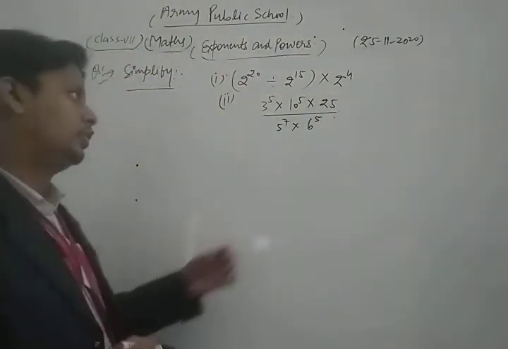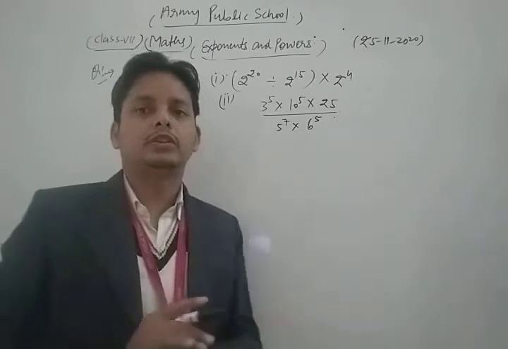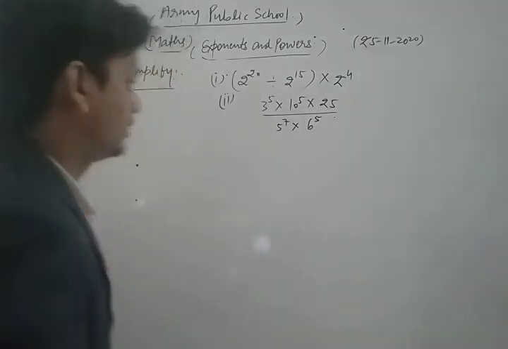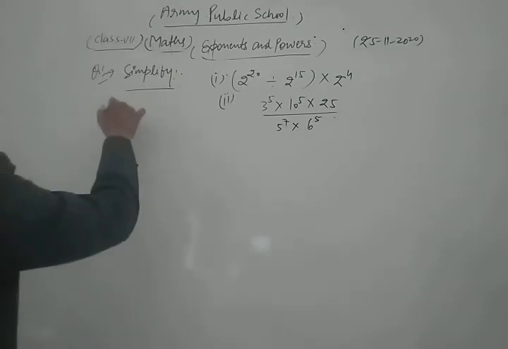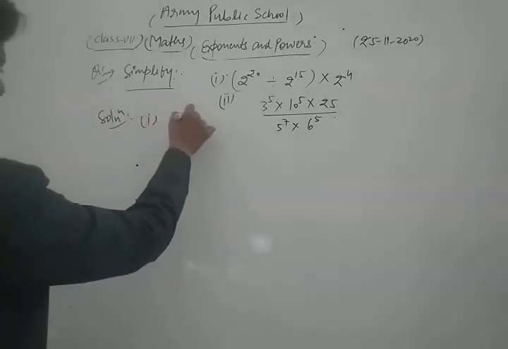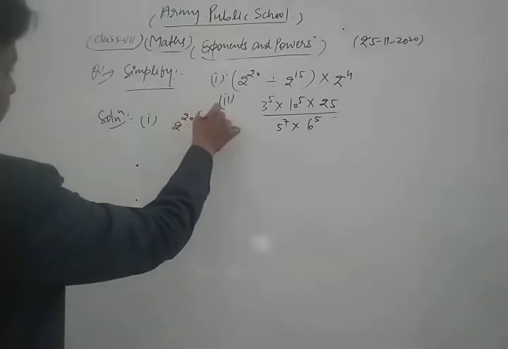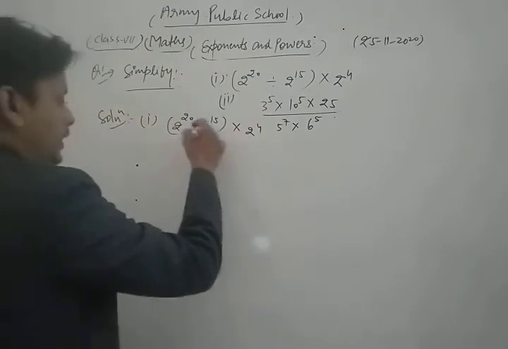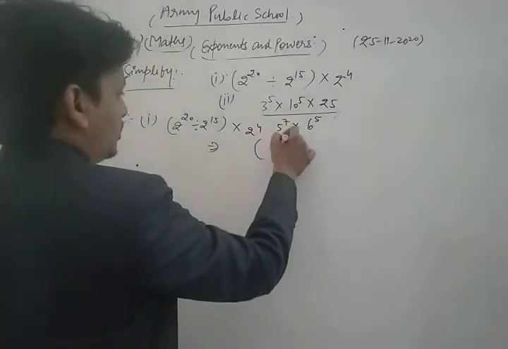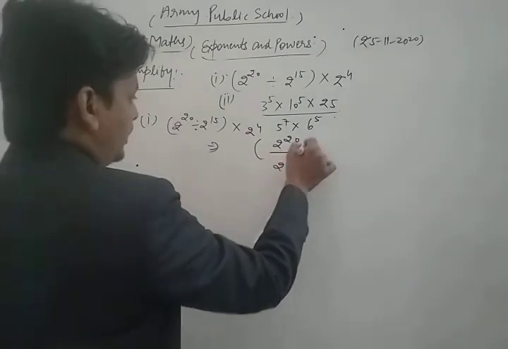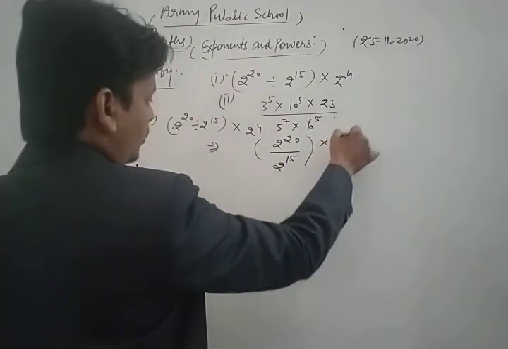Now let's see what I do. We just simplify the given question. So this is a very important question of your NCERT exam. So let's see its solution. First of all, we take and solve the first part of this question, which is 2 power 20 divided by 2 power 15 multiplied by 2 power 4. So first of all, we write it in this way. Let's see, 2 power 20 upon, divided means upon, we write 2 power 15 into 2 power 4.